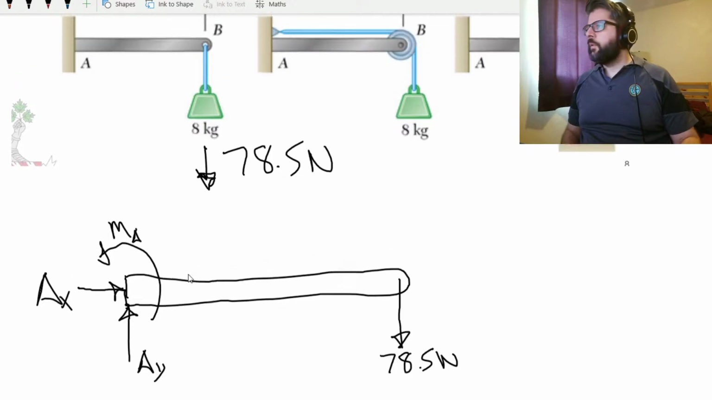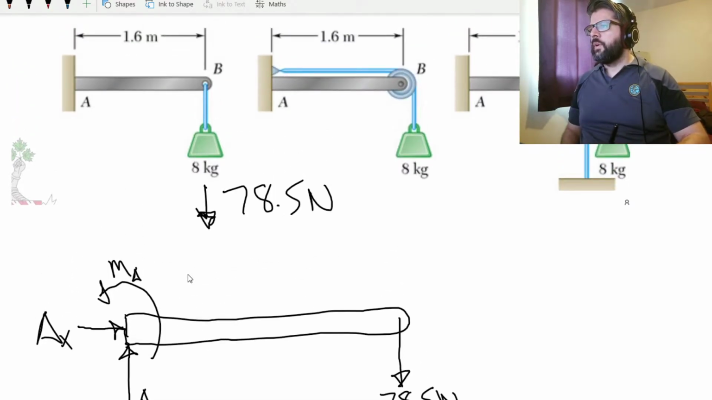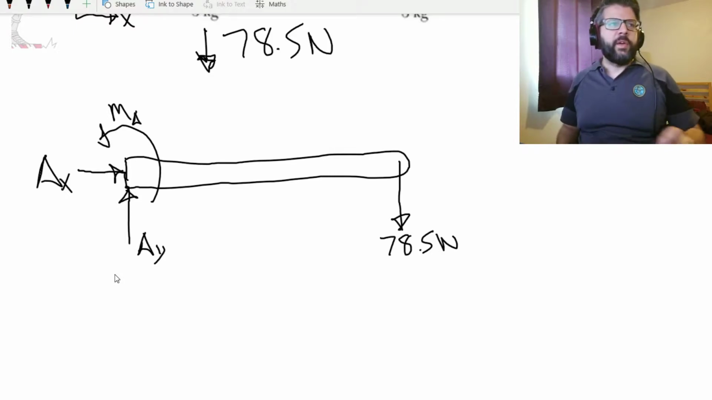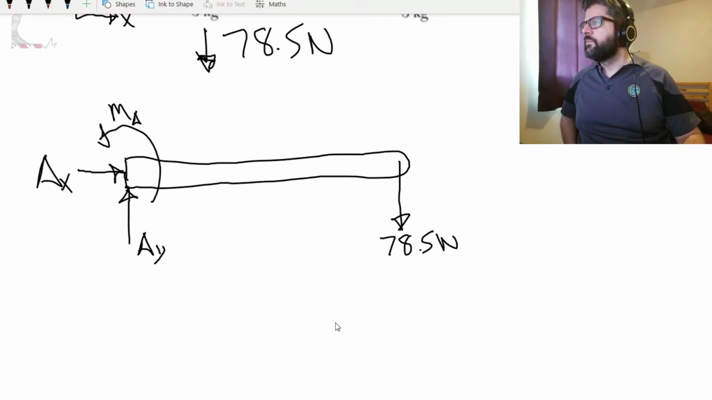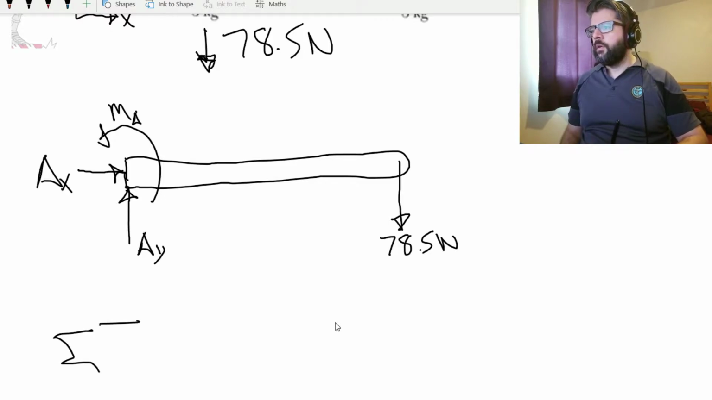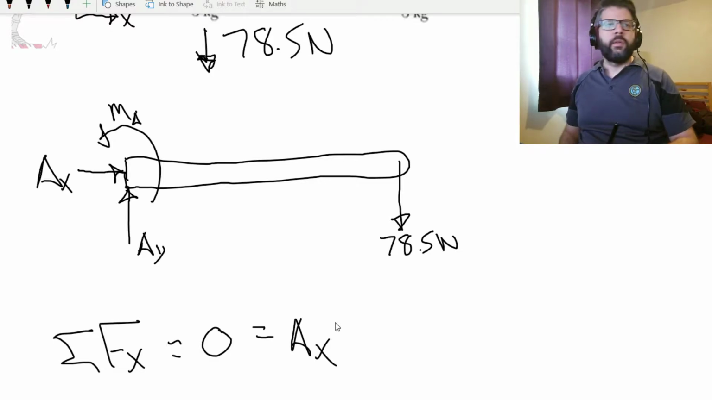We should also label our axes here. X, Y, the same axis system I'd expect you guys would have assumed I was using to begin with, but anyways. So, first things first, sum of the forces in the x direction is equal to zero. The only one there is Ax. So that is zero. Actually, I'll erase it. There we go. It's zero. I'm not going to have it on there.